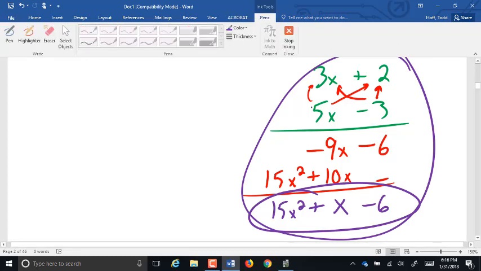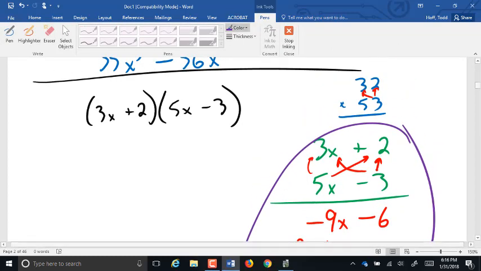Most of you were probably taught a shortcut called FOIL. What's the F stand for? First. Multiply the first digit of each number. 3x times 5x is 15x squared. Notice that was down here.